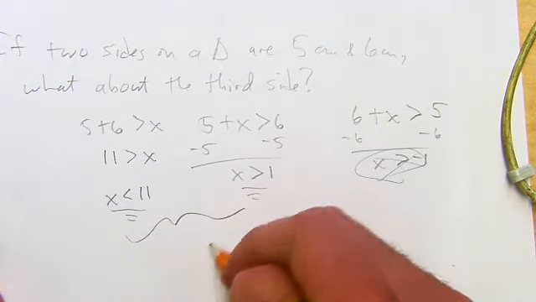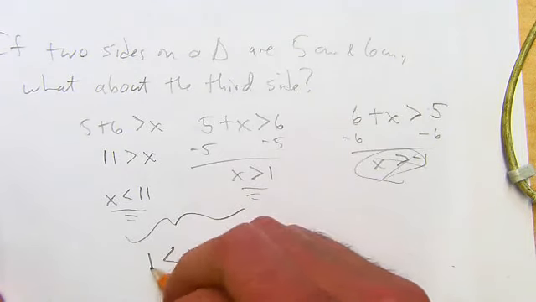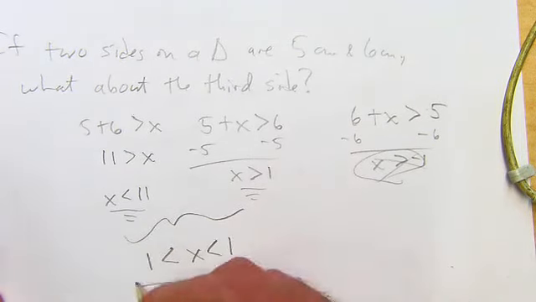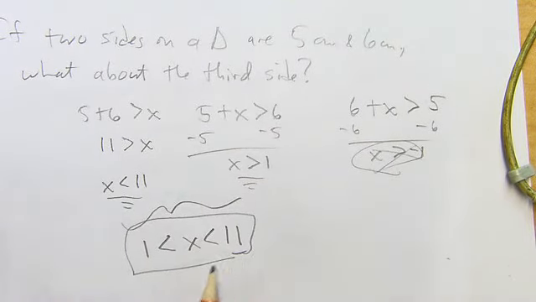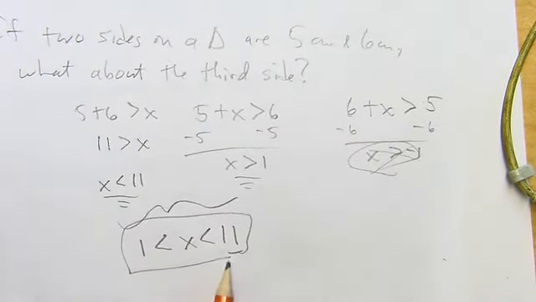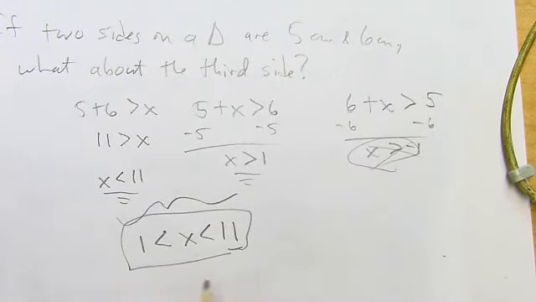How I'd like you to write it is like this. X is bigger than 1. X is less than 11. Oops, that's supposed to be an 11. Okay, so anything from 1 to 11 would work. 2, 3, 4, 5, 6, 7, 8, 9, 10. 11 won't work. 1 won't work.